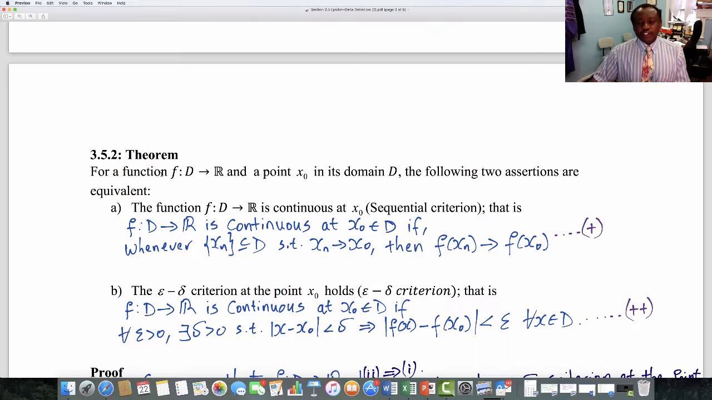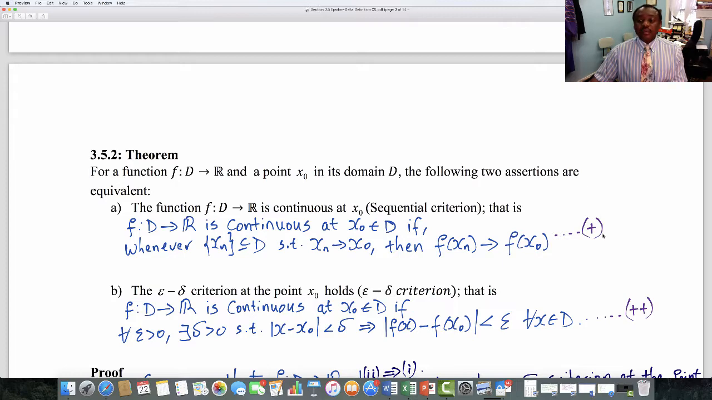Subsection 3.5.2, Theorem. Let f be a function from the domain D to the set of real numbers R, and let x0 be a point in its domain. Then the following are true. Number 1, the function f from D to R is continuous at the point x0 following the sequential criterion for continuity, i.e., f is continuous at x0 in D if whenever xn is a sequence in D such that xn converges to x0, then f of xn converges to f of x0.